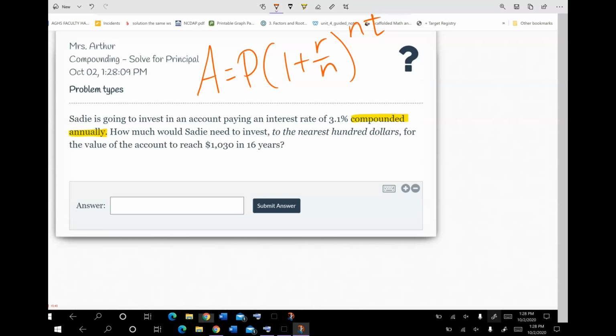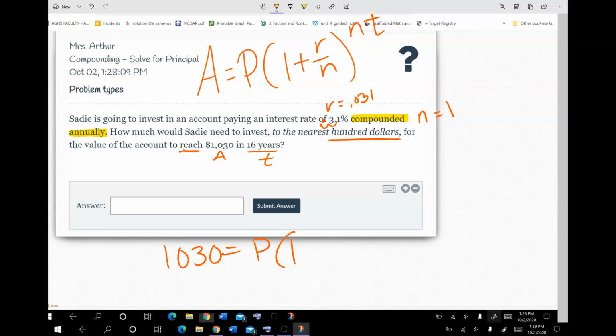So she's going to invest. We're missing our P because it's not telling us what we're investing. Our rate, move this decimal 2 places to the left, so 0.031. Compounded annually. Well, annually means a year. How many times does a year occur in a year? Once. How much would Sadie need to invest to the nearest $100? Wherever you see 100 is where you're rounding to. For the value of the account to reach, reach means your A value, and years is your T. So let's plug it in.